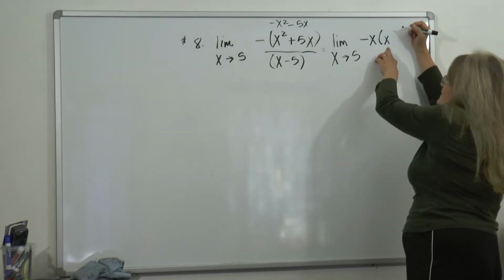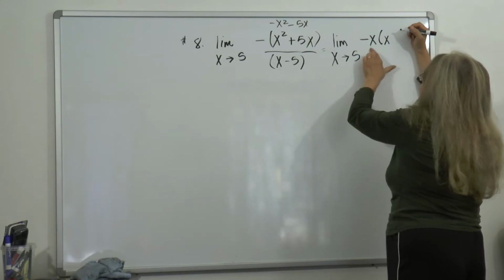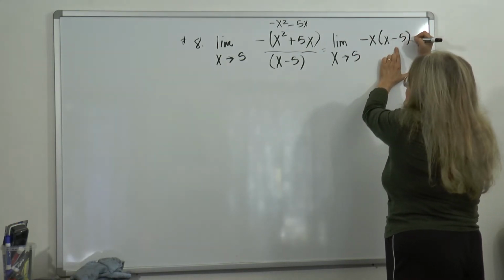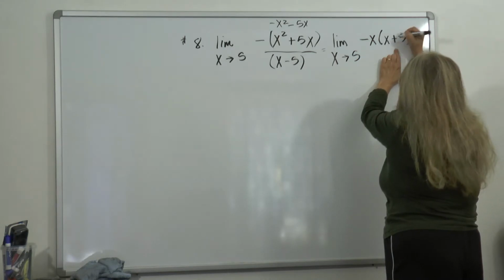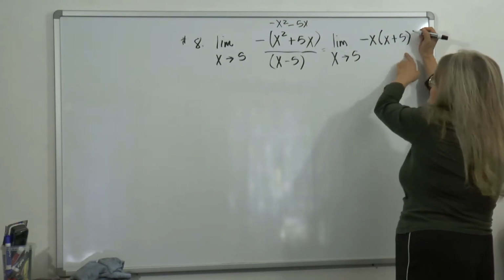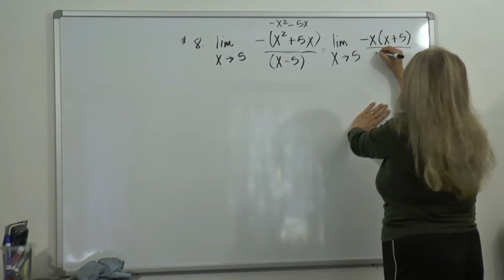So negative X times X is negative X squared. Negative X times negative 5. No, it's positive 5. That'll give me my negative 5X. That was stupid. I don't know why I explained it like that.